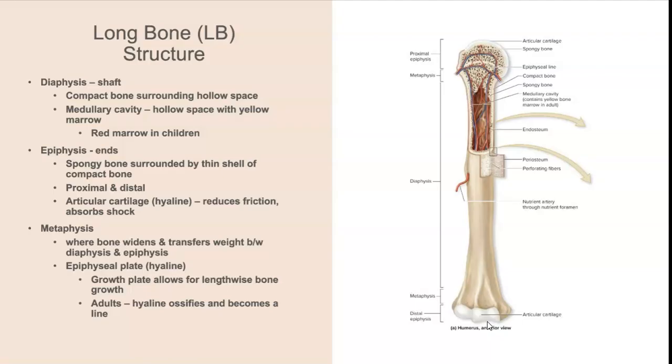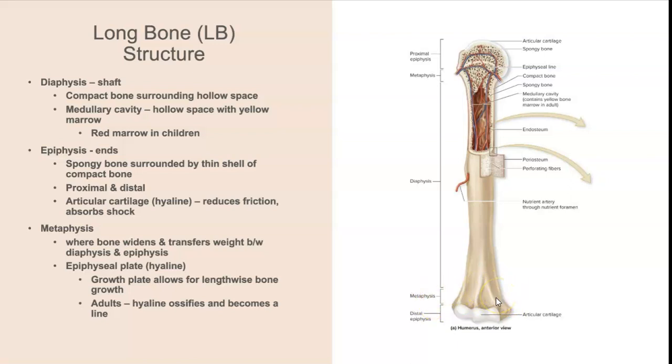The metaphysis, meta tends to refer to something in the middle. So this is where the bone widens out and helps to transfer weight between the epiphyses and the diaphysis. So here, if you look right here, this is the wide part. That's the metaphysis. That's the proximal metaphysis. And down here, the wide part, this is the distal metaphysis.